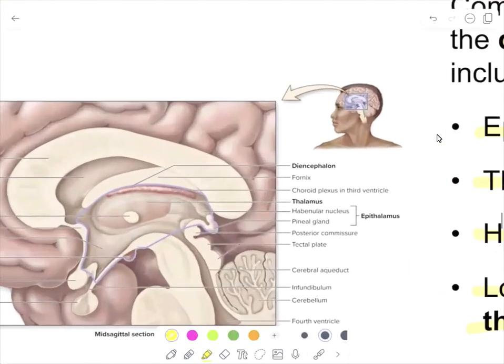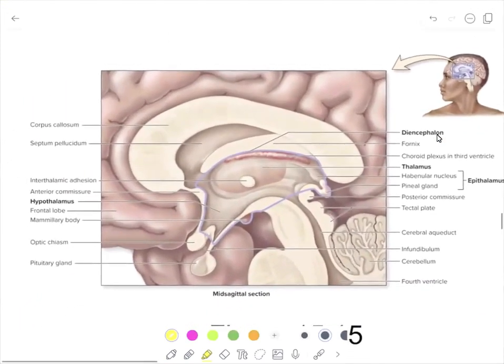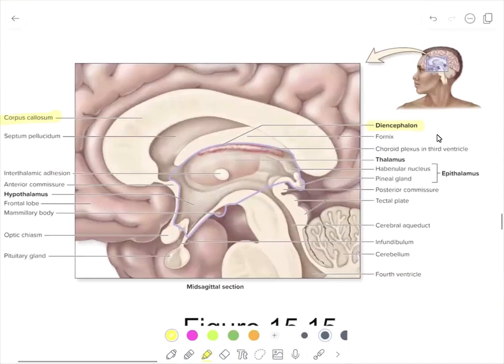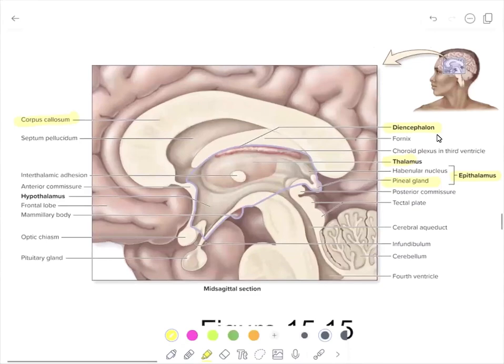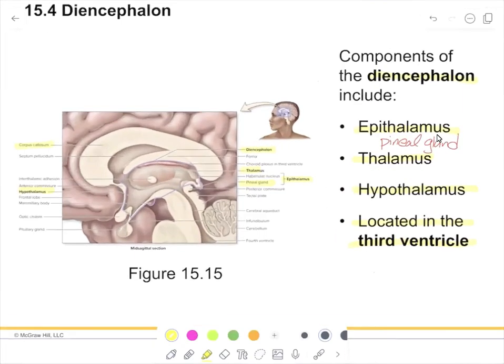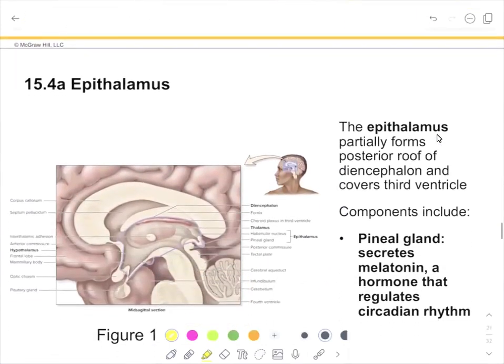So as we zoom in on this diagram, we see the corpus callosum at the very top, right above where the diencephalon is located. Within the diencephalon would be the thalamus, the epithalamus, which is the pineal gland, and the hypothalamus. So there are three parts of the diencephalon to know.